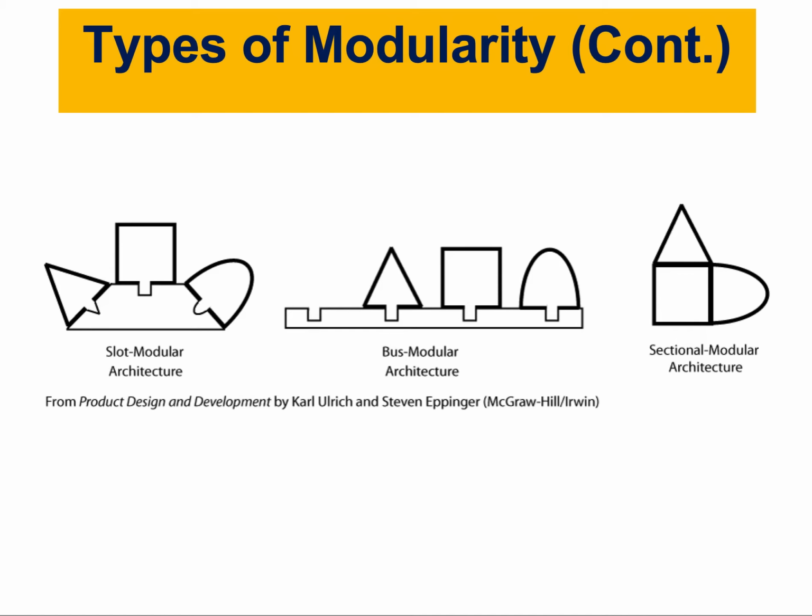Do you think this is what works best for the product that you're developing? The second type of modularity is the bus-modular architecture, and this is the one in the middle. You can see that we have a common bus here, to which each of the other chunks is connected by the same type of interface.